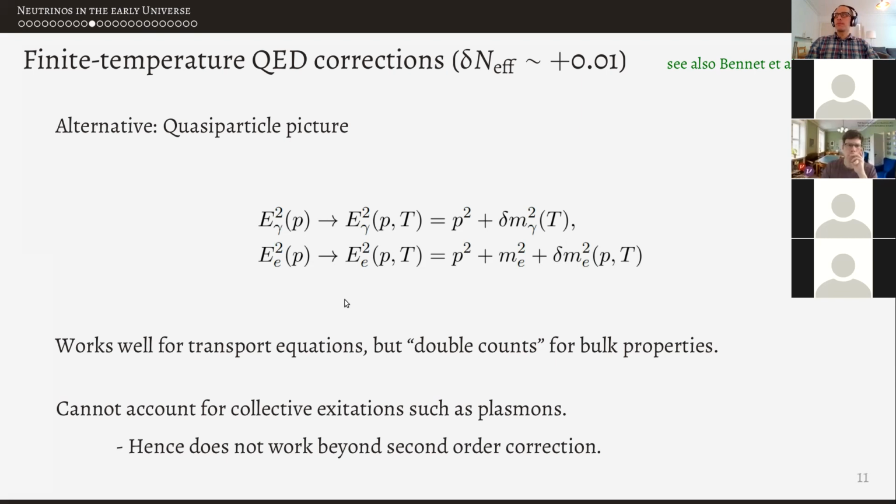This is, in some sense, much simpler, and it works very well for transport equations, but for bulk properties, there's a double counting. So you can see this basically as if you have one particle, then it affects the other, and then you go to the other particle and look, and that's also affected by the one. But this actually means that you have counted the interaction twice. So you need to be very careful about that when you do this quasi-particle treatment. Also, this picture cannot account for plasmons or other collective excitations, so it's only accurate to the second order correction and cannot go further than that.